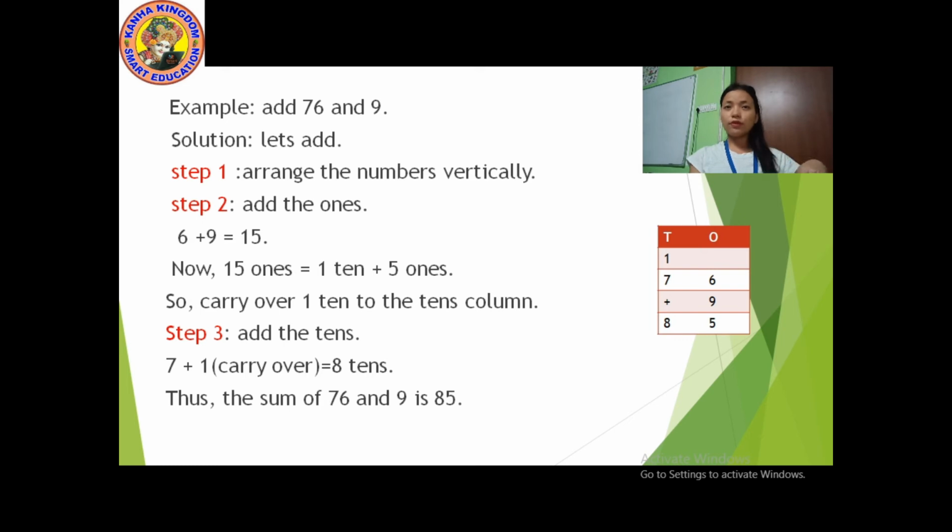So we solved another example of addition of a two-digit number with a one-digit number with regrouping, that is 76 and 9. The first step was arrange the number vertically in the place value chart, and step 2 was add the ones. After adding the ones, step 3 was add the tens. At last we conclude that the sum of 76 and 9 is 85. Right, student?